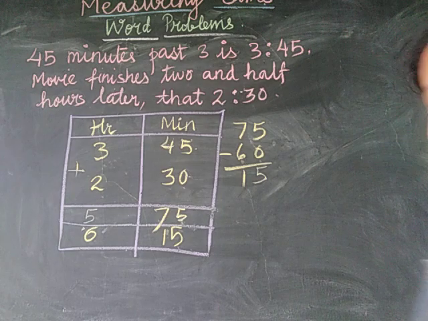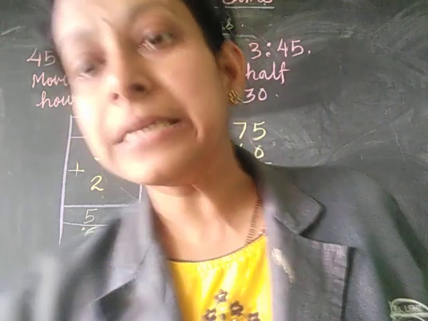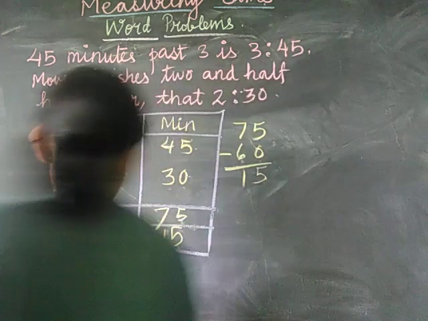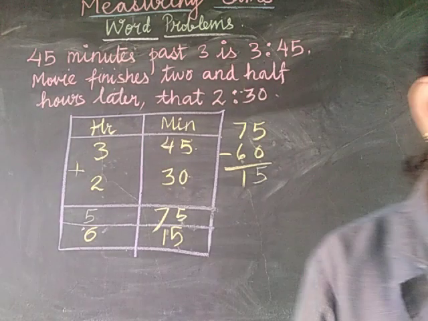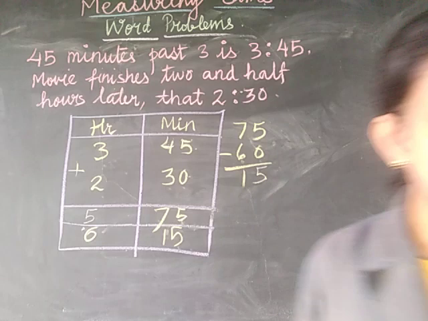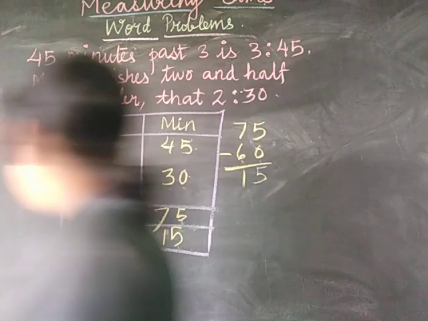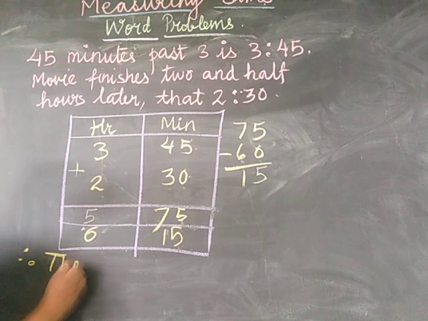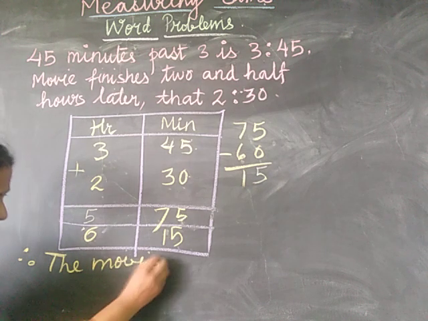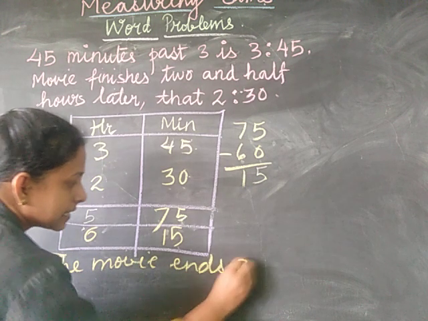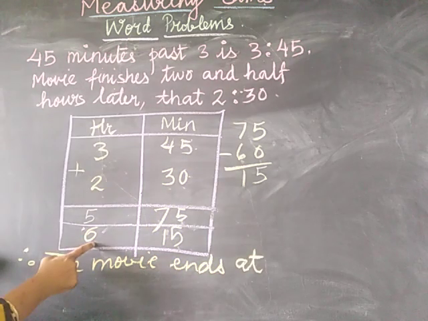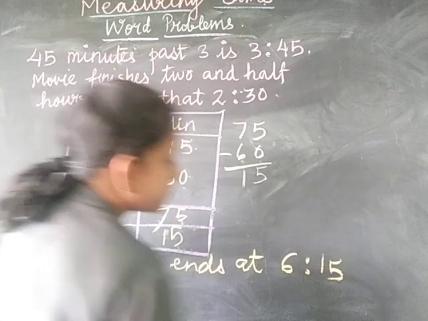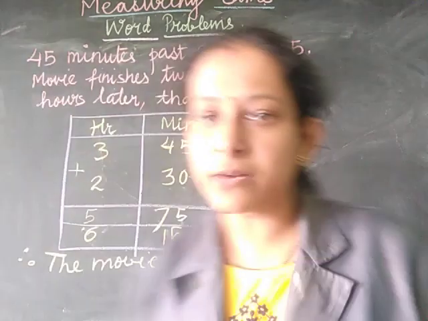Okay students, so what am I going to write now? I am going to conclude here that the movie got over at, so what we have to write according to the statement that is asked: at what time does the movie end? The movie ends at 6:15. What will it be, in the morning or evening?